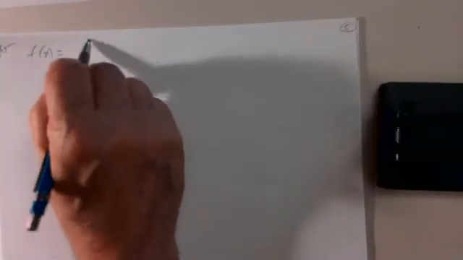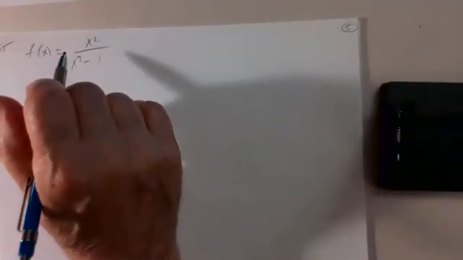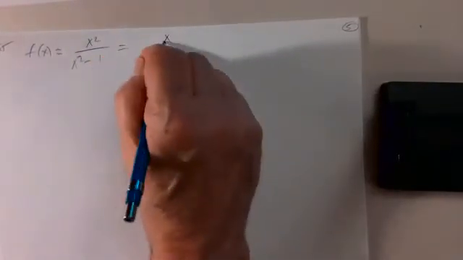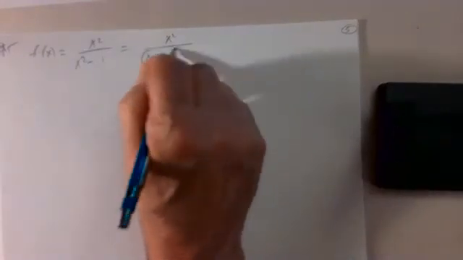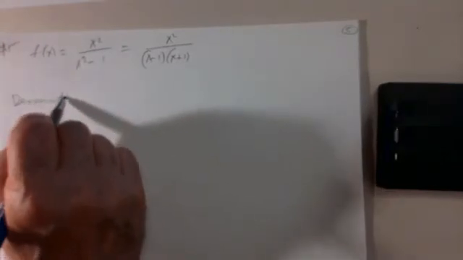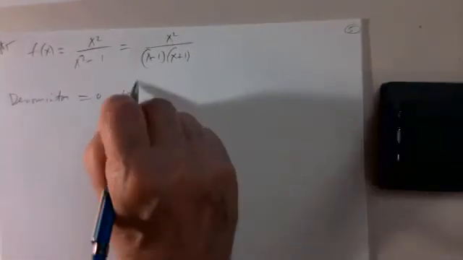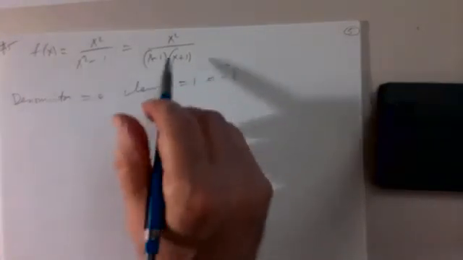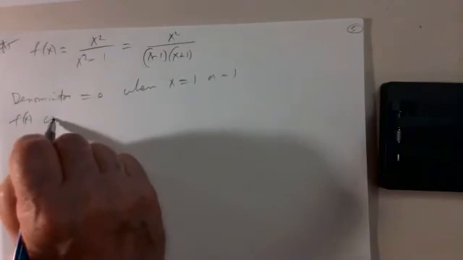Problem 5, we have a function f of x equal to x squared over x squared minus 1. And the first problem is to find the intervals where the function is continuous. Well, if you look at this, the denominator factors, and the denominator equals 0 when x equals 1 or minus 1. So the function is not defined at those 2 points, but it is defined and continuous everywhere else.